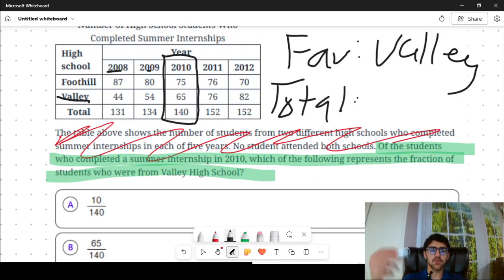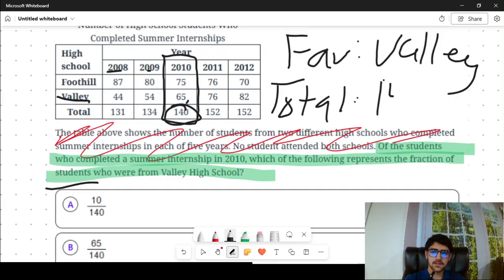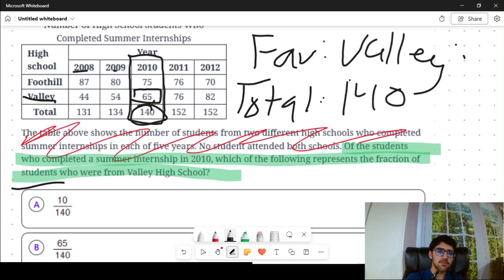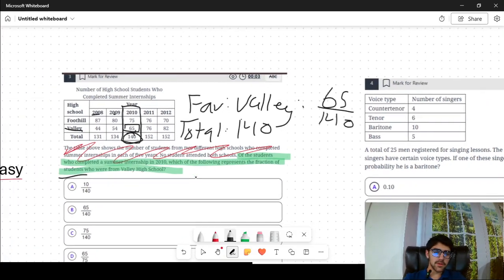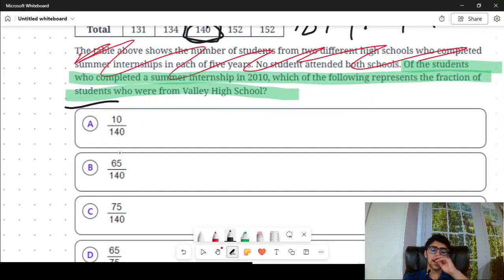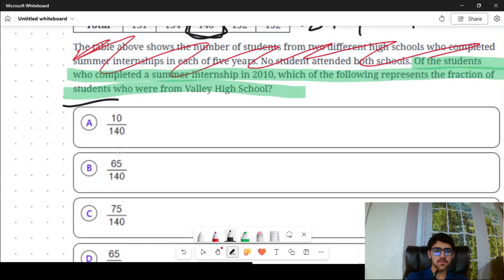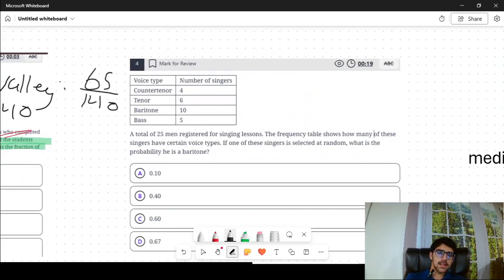And what is the total outcome, within what group? It says the fraction of students, so the students is going to represent both high schools, Fall Hill and Valley. So we're going to be looking at the total, which is 140. Then for Valley, according to the table in 2010, 65 students completed a summer internship. So then just 65 over 140. You might have to simplify, but always check with the answer options. Right here, they are unsimplified fractions, so you don't actually need to simplify it or change it to a decimal. So the answer is B. That is the one that aligns with our answer. So that is it for the first question.